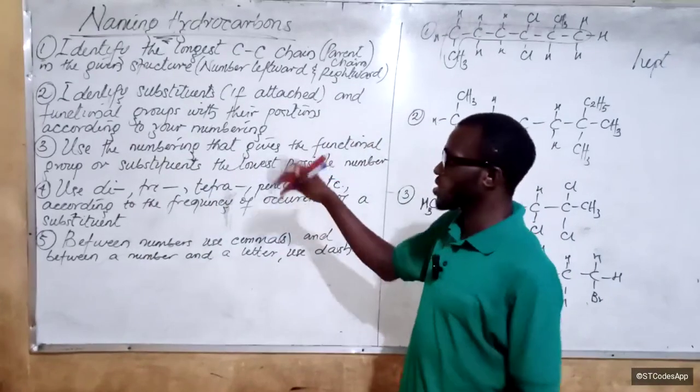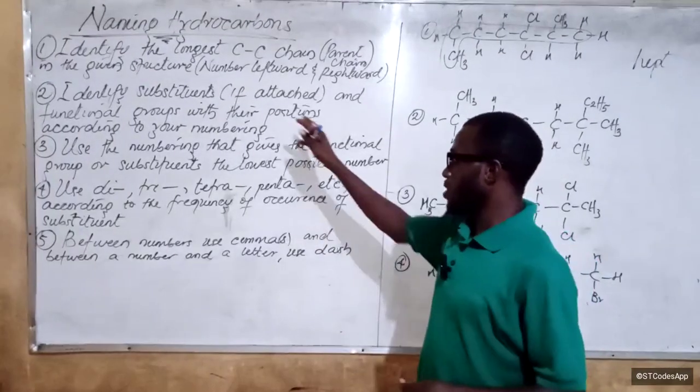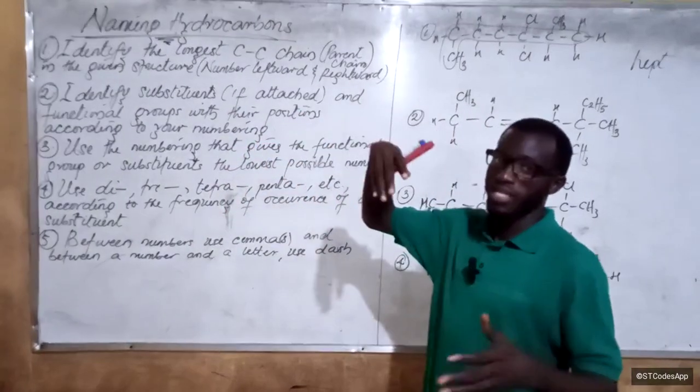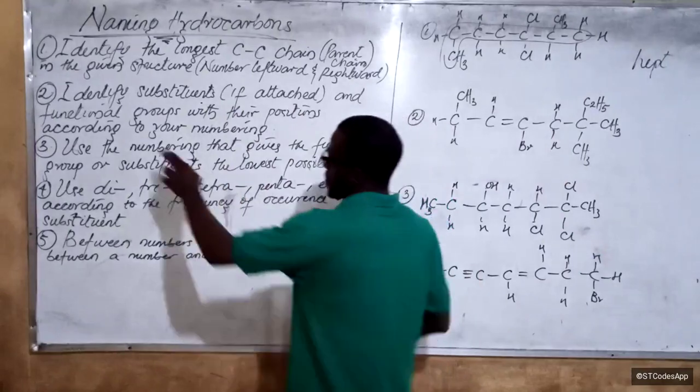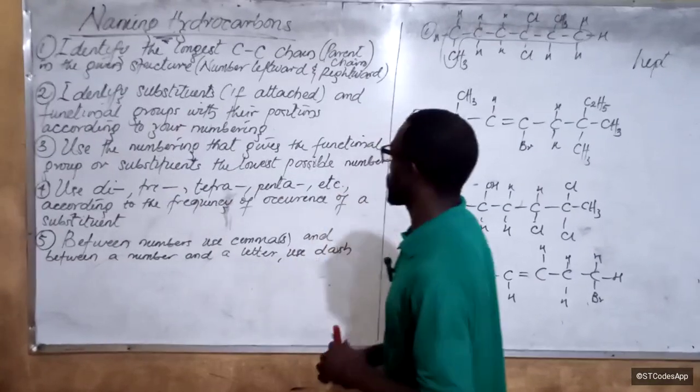Now, this case is for when the functional group is not a part of the chain. But if the functional group is a part of the chain, then you have to number in a way that will give the functional group the lowest possible number. But first, let's identify the substituents.